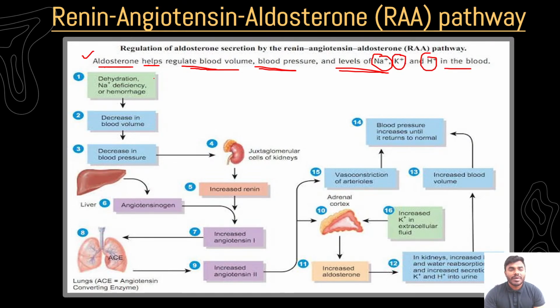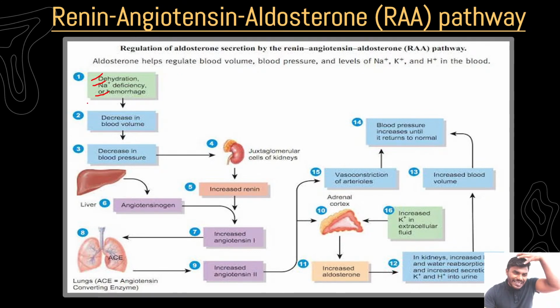Now keep it in your mind without fail. There is a condition, all the students pay attention. Okay, what is the condition? There is a condition called dehydration, or the condition of sodium deficiency, or hemorrhage. What is hemorrhage? Internal bleeding is happening. Now all the students follow me. When there is a dehydration, a deficiency, or a hemorrhage, you know what is happening? There is a drastic drop down in the blood volume.